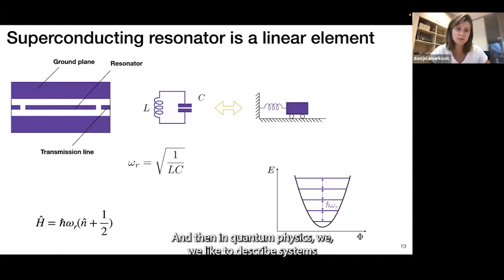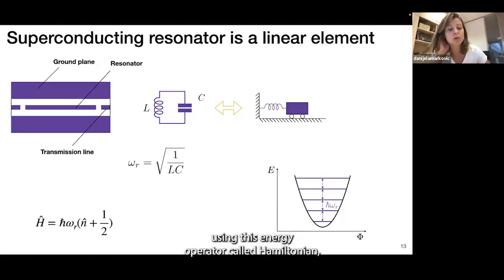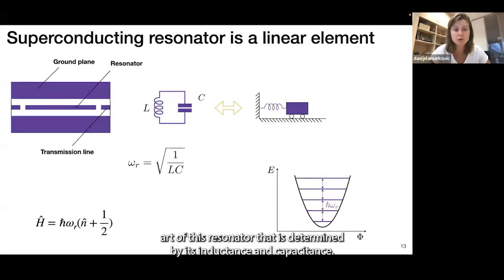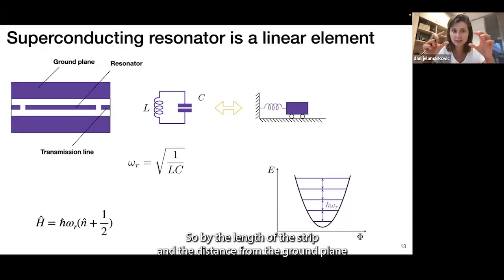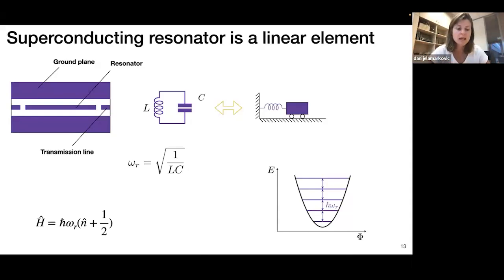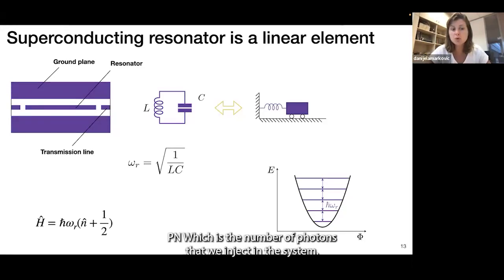And then in quantum physics, we like to describe systems using this energy operator called Hamiltonian, which here you see depends on the frequency, omega r, of this resonator that is determined by its inductance and capacitance. So by the length of the strip and the distance from the ground plane. And it depends on this number n, which is the number of photons that we inject in the system. And this is basically given by the amplitude of the microwaves that we inject.